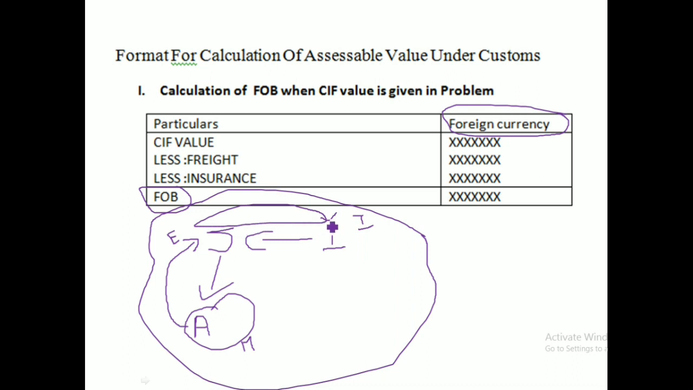Very important thing, the cost incurred in making the goods available from the manufacturing place to the exporter port will not be considered in FOB. That's why we readjust this FOB. For that sake, if the CIF value has been given in the problem, first and foremost, to readjust this CIF value, we need to deduct freight and insurance to arrive at this FOB value in the foreign currency itself.